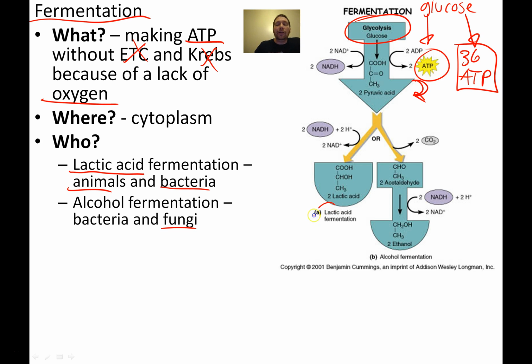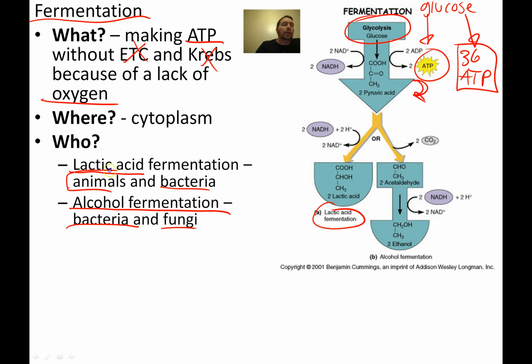And any of you guys who have ever been involved with a sport have probably heard about lactic acid. You work out hard for a while, your body's going to build up some lactic acid. And lactic acid is what makes your muscles sore, and it's also what makes your muscles weak. Other types of bacteria and fungus can actually do what's called alcohol fermentation, where they're both the same thing. We're using glucose to make 2 ATP without oxygen, but we have 2 different results.